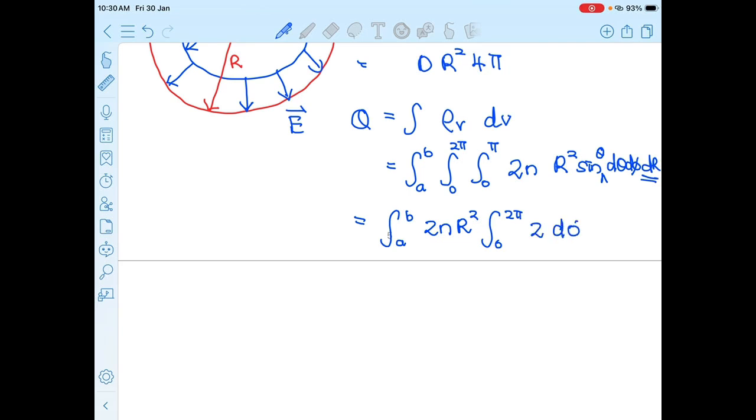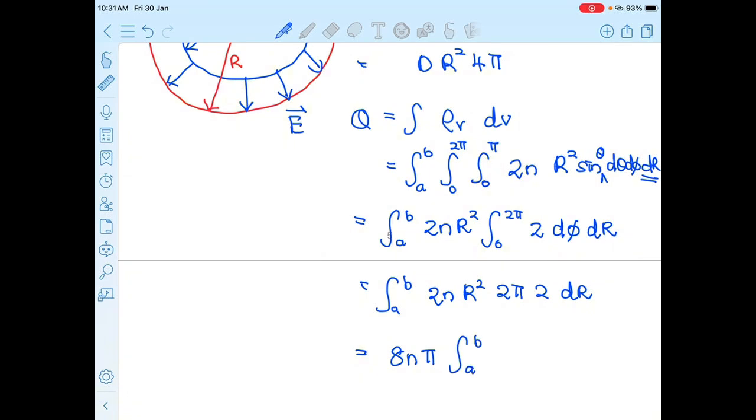Next you get 2 pi, and the integral from A to B, and then you get 2 pi and 2, right? And dr. So you can combine to get 8 rho naught pi, and then you integrate from A to B, r squared dr.